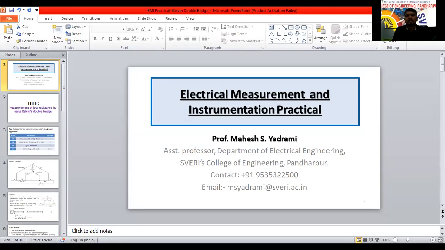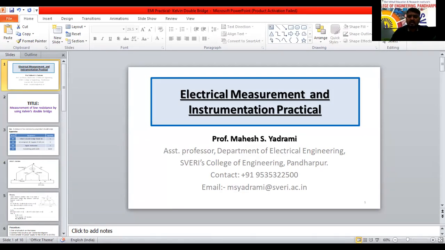This Kelvin double bridge circuit we are going to use for the measurement of 1 ohm down to 10 micro ohm, up to the micro ohm also. So the title of the experiment is measurement of low resistance by using Kelvin double bridge. Based on this title, the aim of the experiment is to measure low resistance by using Kelvin double bridge.